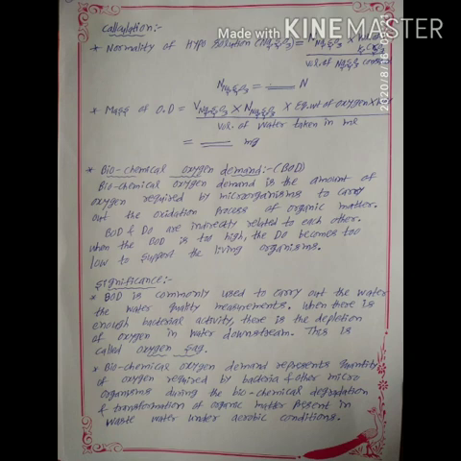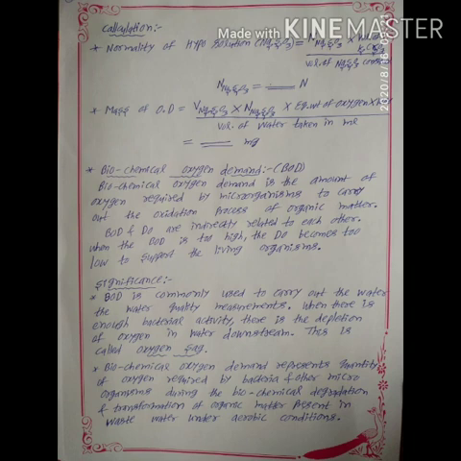Next, we discuss biochemical oxygen demand. Biochemical oxygen demand is the amount of oxygen required by microorganisms to carry out the oxidation process of organic matter. BOD and DO are indirectly related to each other. When the BOD is too high, the DO becomes too low to support living organisms. Significance: BOD is commonly used to carry out water quality measurements. When there is enough bacterial activity, there is depletion of oxygen in water downstream. This is called oxygen sag.